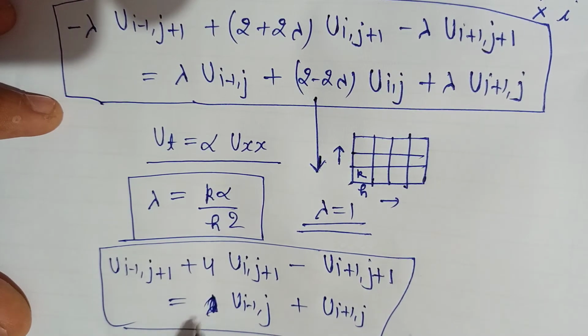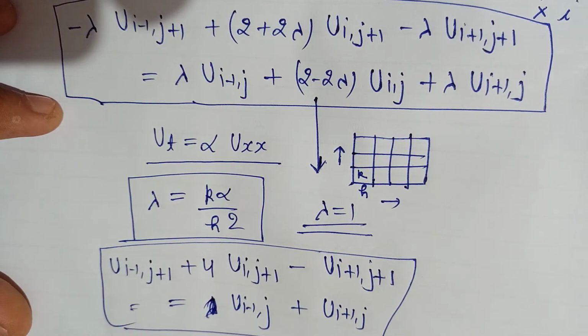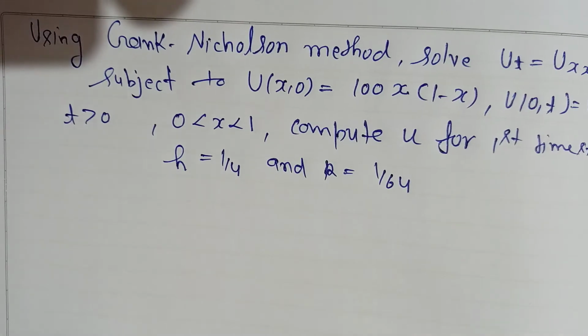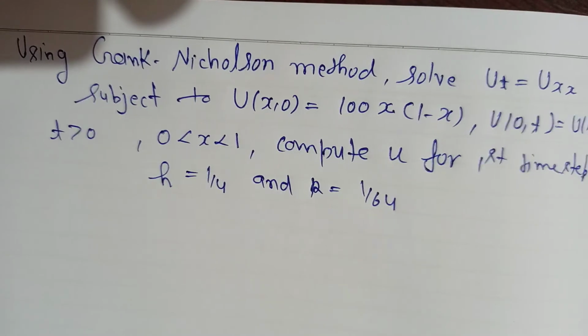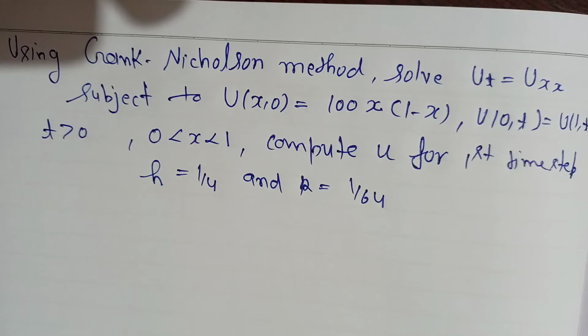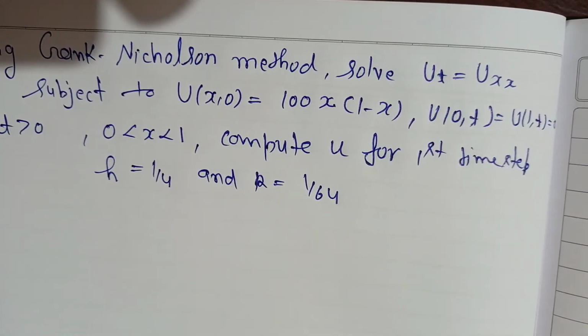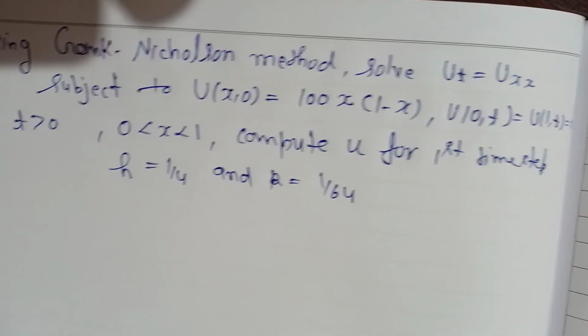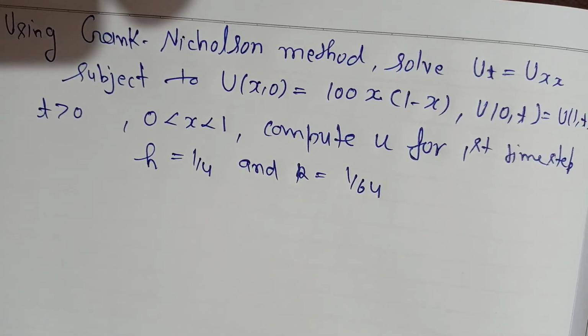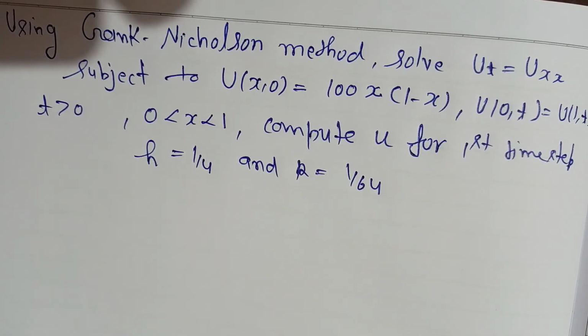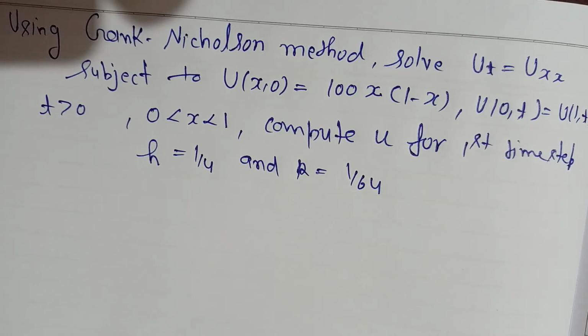Let us see one problem and see how we can apply this Crank-Nicolson formula. The question is: using the Crank-Nicolson method, solve u_t equal to u_xx subject to the condition u(x, 0) equal to 100x(1 minus x), u(0, t) equal to u(1, t) equal to 0, and the x range is given 0 to 1. We need to compute u for the first time step, where h equal to 1 by 4 and k equal to 1 by 64 is given.